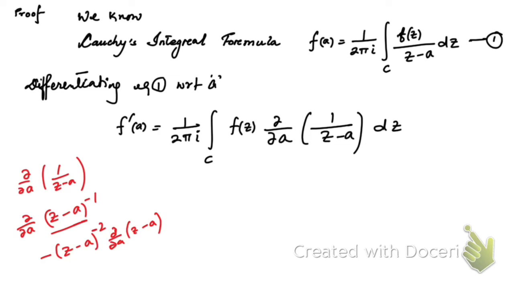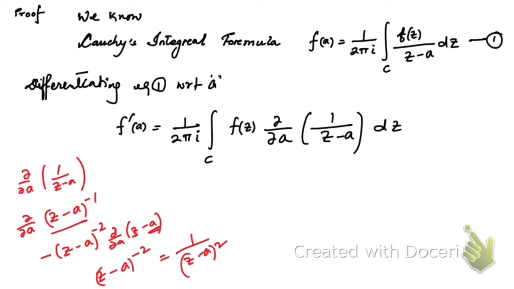If you differentiate z, that's going to be 0. If you differentiate minus a, that's going to be minus 1. So this minus, and from here you're going to have minus, so that's going to be plus 1. So plus z minus a whole to the power minus 2, that's what you're going to have, and that is nothing but 1 by z minus a whole square. That's what we're going to have, right?